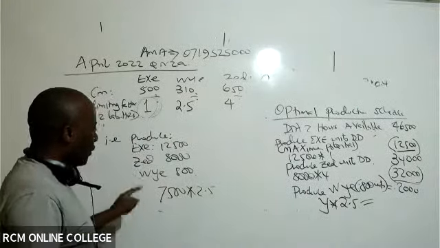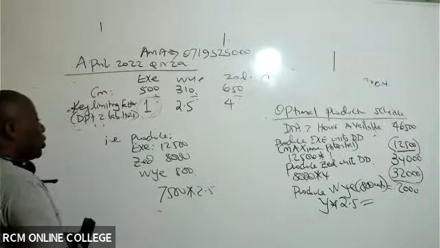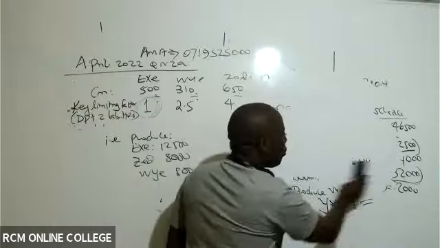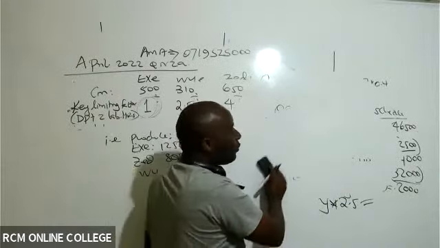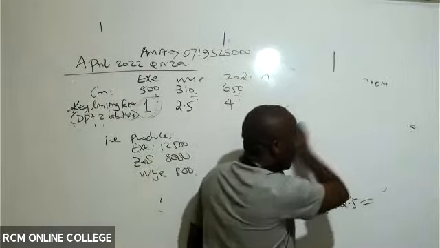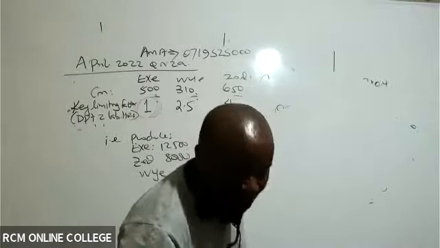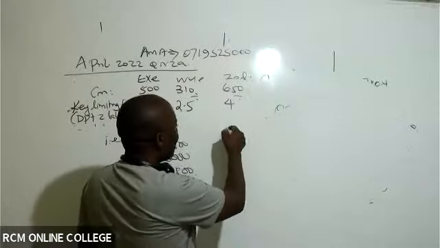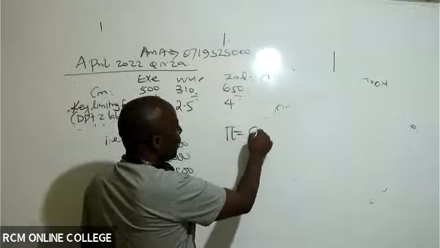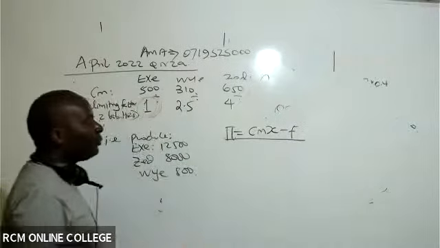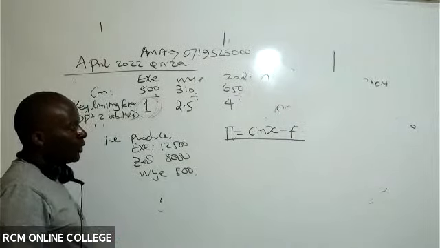Then you go to number 2 of the question. Number 2 of the question, they want us to give them the profit statement. How do we get this profit statement? To get the profit statement, we know that profit is always total contribution minus fixed cost.